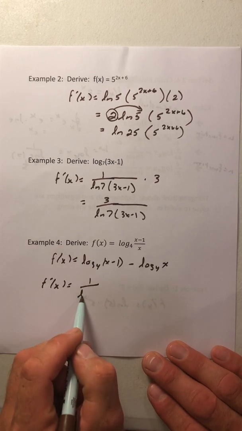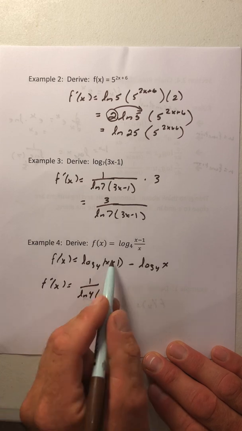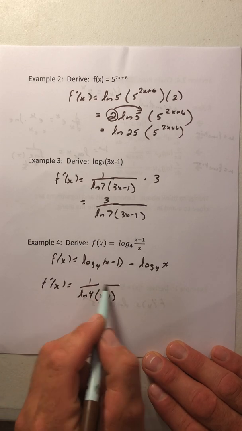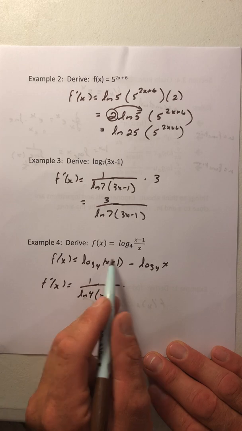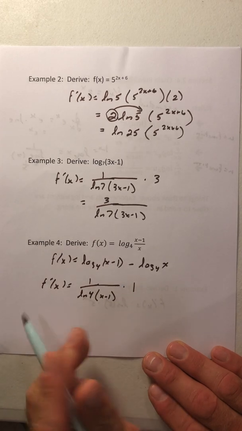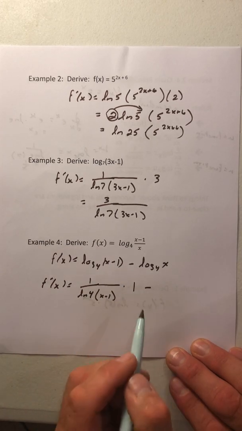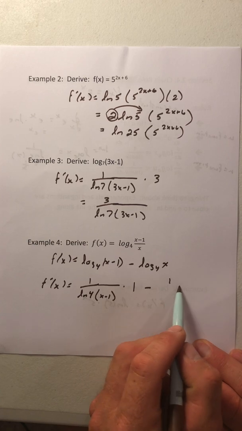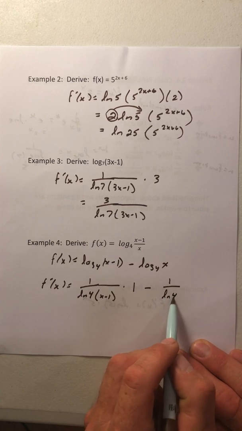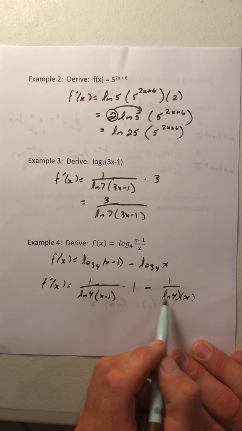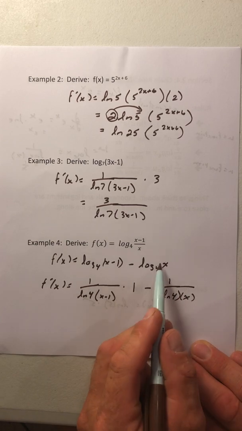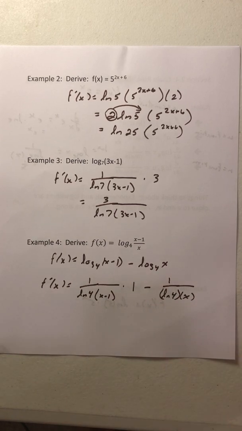So we have 1 over the natural log of 4 times the quantity x minus 1, then times the derivative of x minus 1, which is 1. And from that we're going to subtract 1 over the natural log of 4 times x. And if you want, times the derivative of the function, which is just going to be 1 over 1. And so there you go.